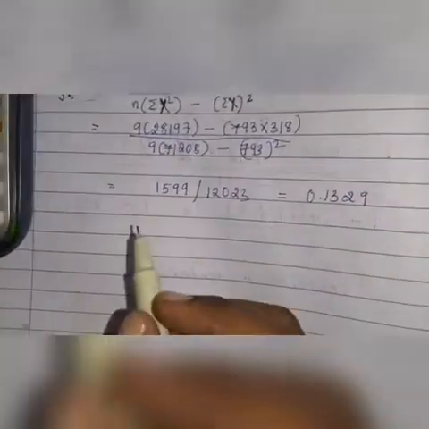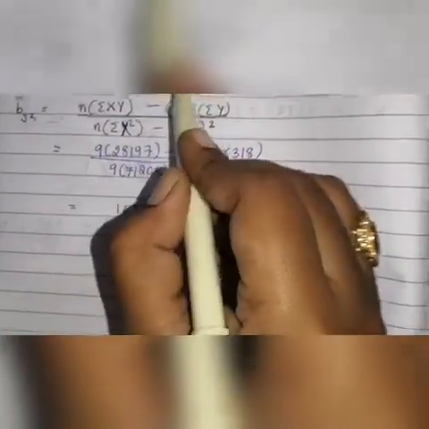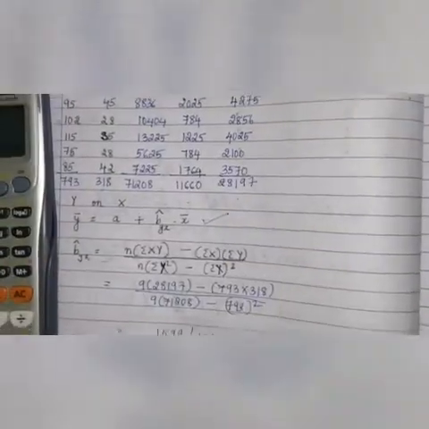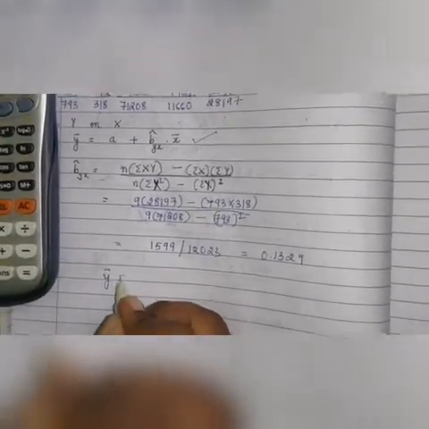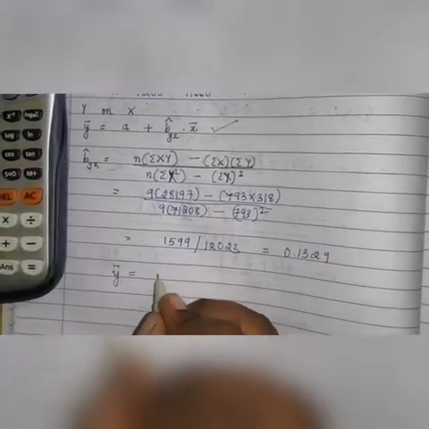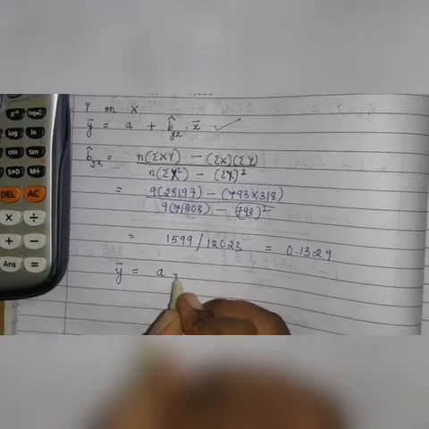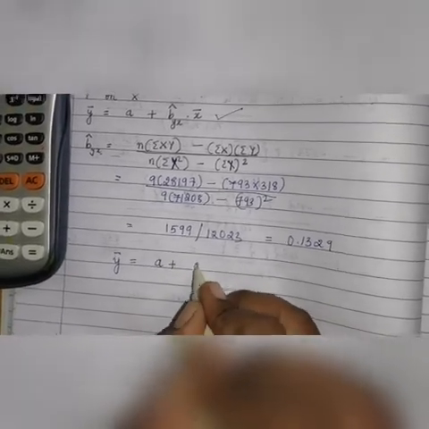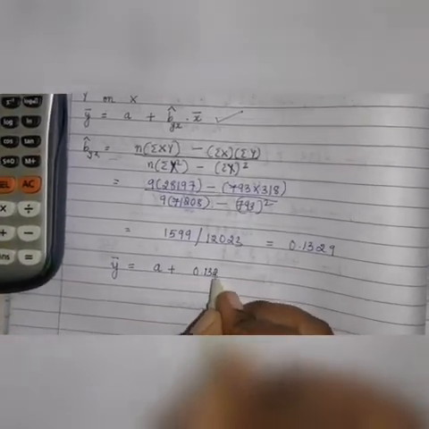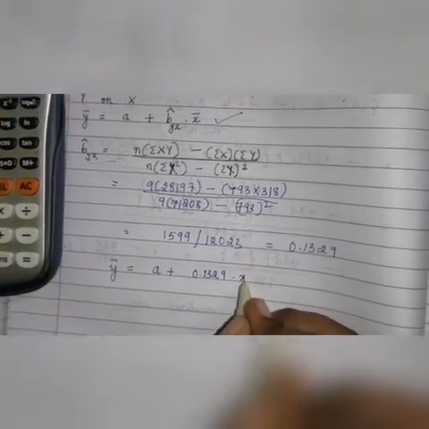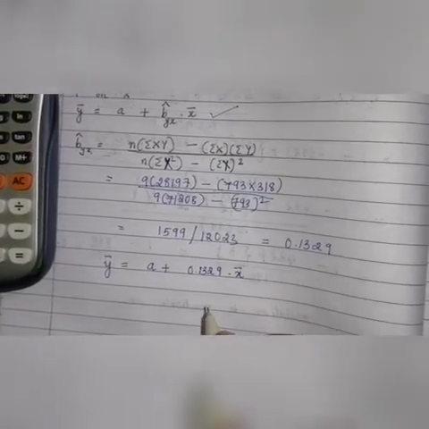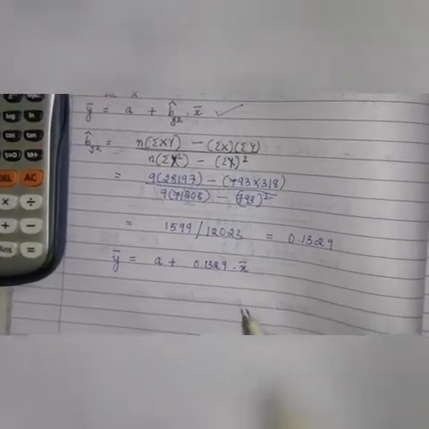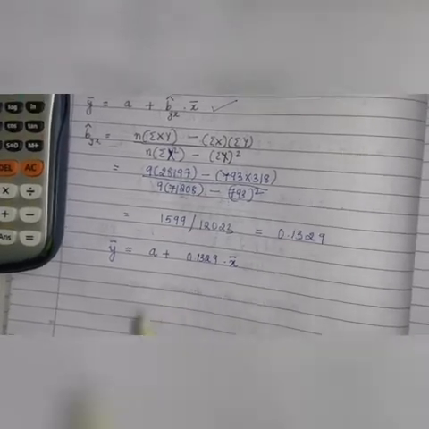So how do we represent it in the form of a line? You use this equation. Y bar is equal to a, the intercept value, plus b, which is 0.1329, into x bar. Okay, now this is the equation of the line.